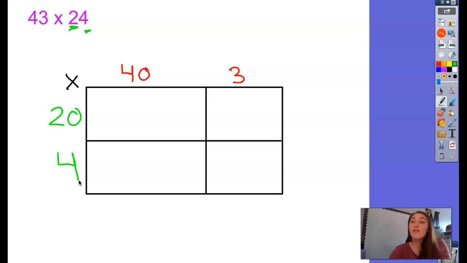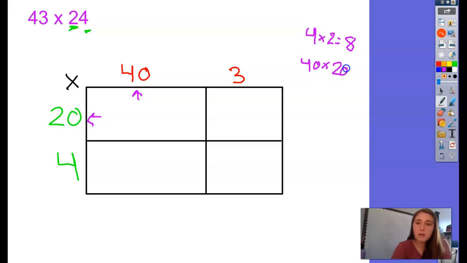Now we just look at each individual problem in those boxes and see what we can solve. So we're going to start with this first one. We look at the number here. We're doing 40 times 20. I know 4 times 2 is 8. And then I have to annex these 2 extra zeros, this one and this one. So that tells me that 40 times 20 equals 800. So I'm going to put 800 in this first box.